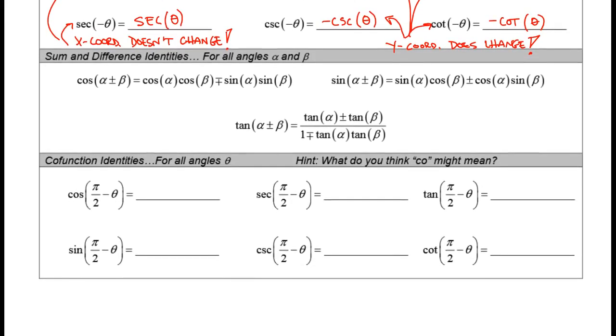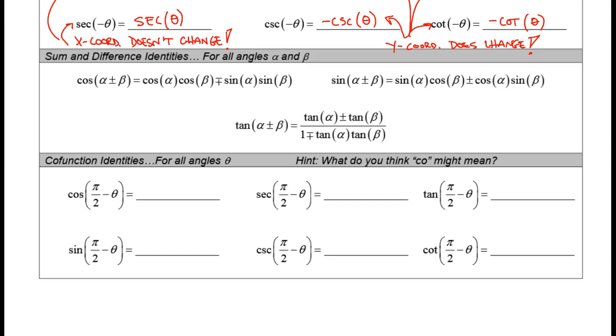All right, let's move on to the big deal in this lesson. We're going to start to get into some really crazy formulas, and the first of those is the sum and difference identities for all angles alpha and beta. So the sum and difference identities are typed out for you on your notes page.